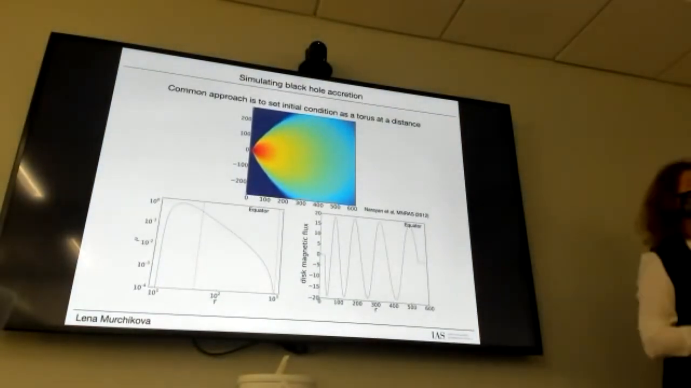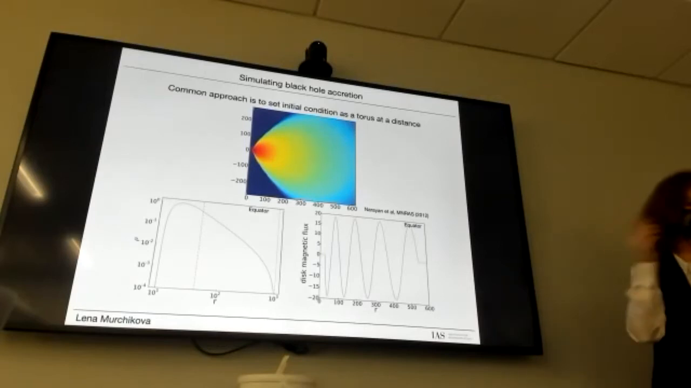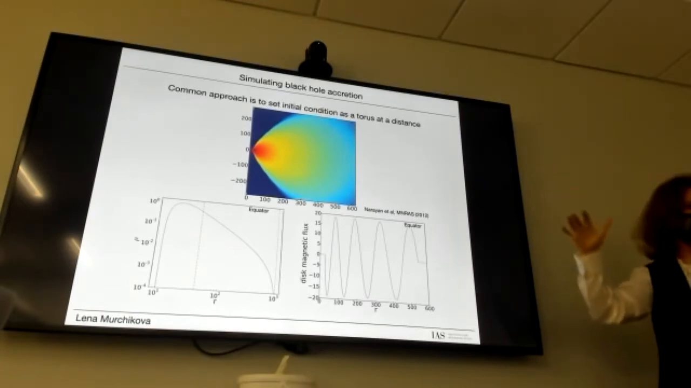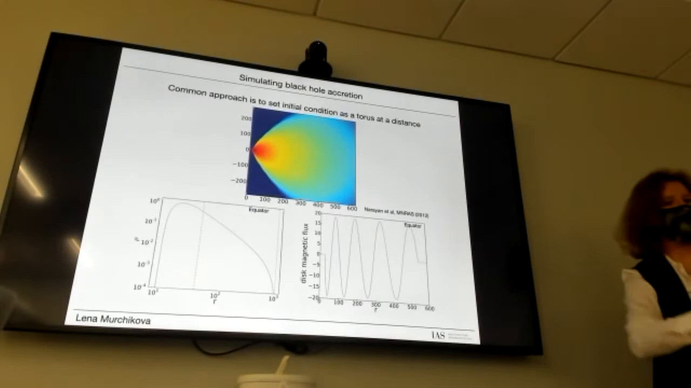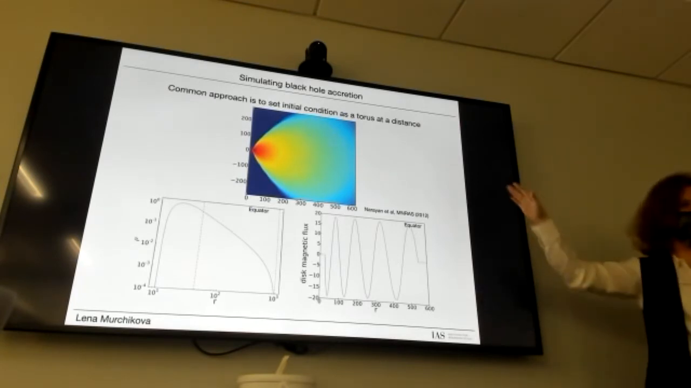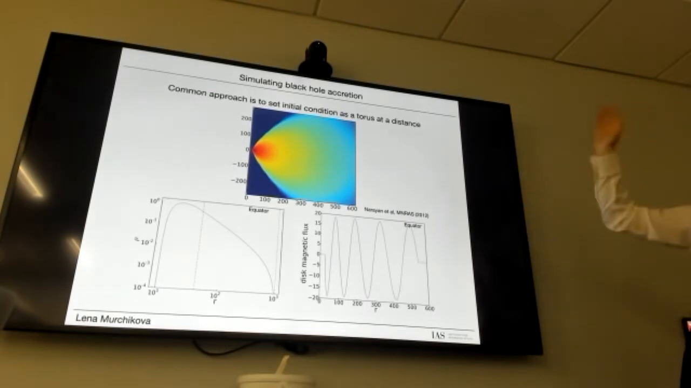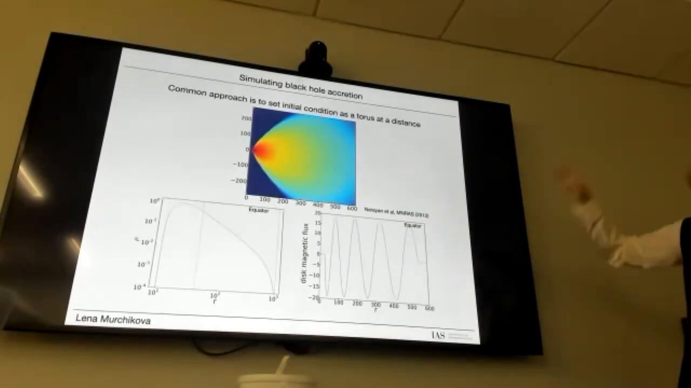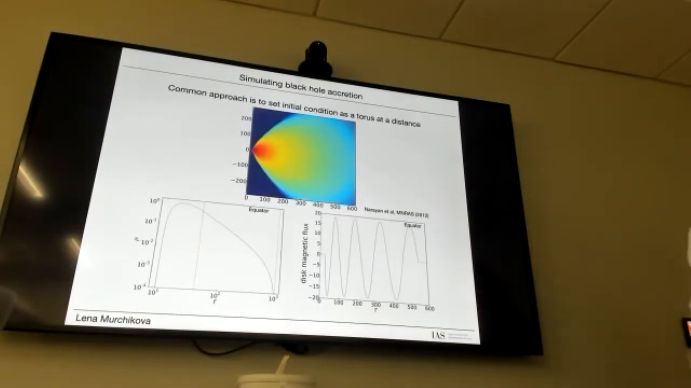The most common approach to simulating accretion onto a black hole, and Sagittarius A star as well, is to set up a torus at large radii, which will feed the accretion into the black hole itself. This is just one example of the initial conditions. So you have a big torus, you set up the density and the magnetic flux in the equatorial plane, and you set your simulations running.